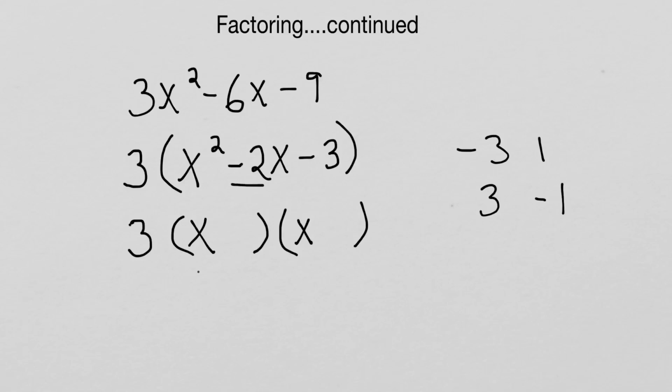And I hope you see real quick, it's the first one. Minus 3 plus 1. Multiply those together, you get negative 3. Add them together, you get this negative 2. So that's our numbers. Minus 3 plus 1. You're done.